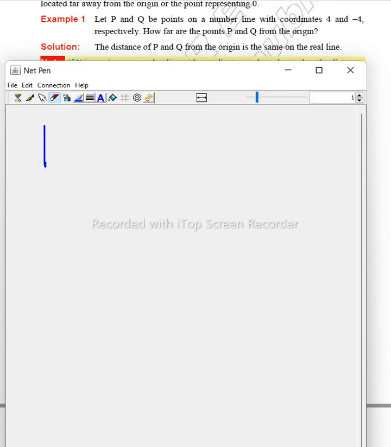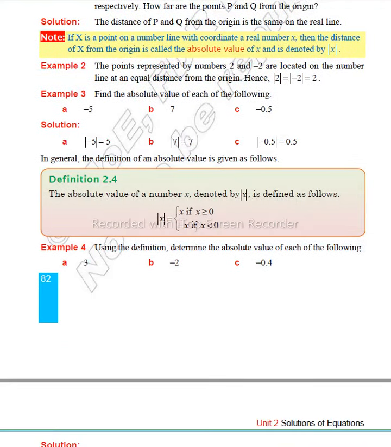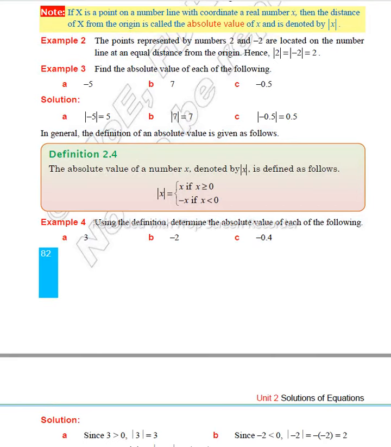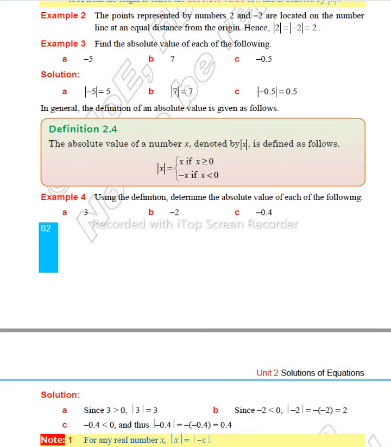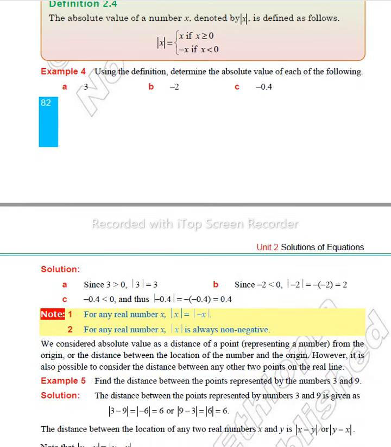Another example here: using the definition, determine the absolute value of each of the following. It is the same as before. The absolute value of 3 is already 3. The absolute value of minus 2 is equal to 2. In the absolute value of minus 0.4, since 4 is greater than 0, we can say that it is 0.4.